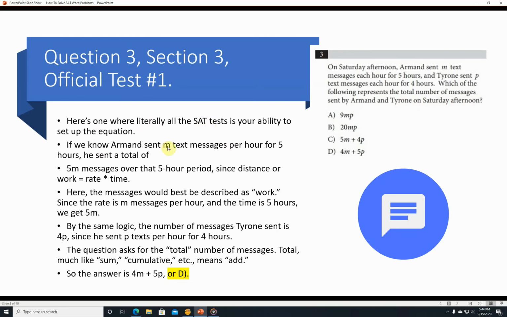So here's one where literally all the SAT is testing is your ability to set up the equation. If we know Armand sent M text messages per hour for 5 hours, he sent a total of 5 times M, or 5M messages over that 5-hour period, since distance or work is equal to the rate times the time. So here the messages would best be described as work. Since the rate is M messages per hour and the time is 5 hours, we just multiply to get 5M. By the same logic, the number of messages Tyrone sent is 4P, since he sent P texts per hour for 4 hours, so you just multiply 4 times P. This question asks for the total number of messages: total, sum, cumulative, etc. Those all mean add. So the answer is 4M plus 5P, which is D.